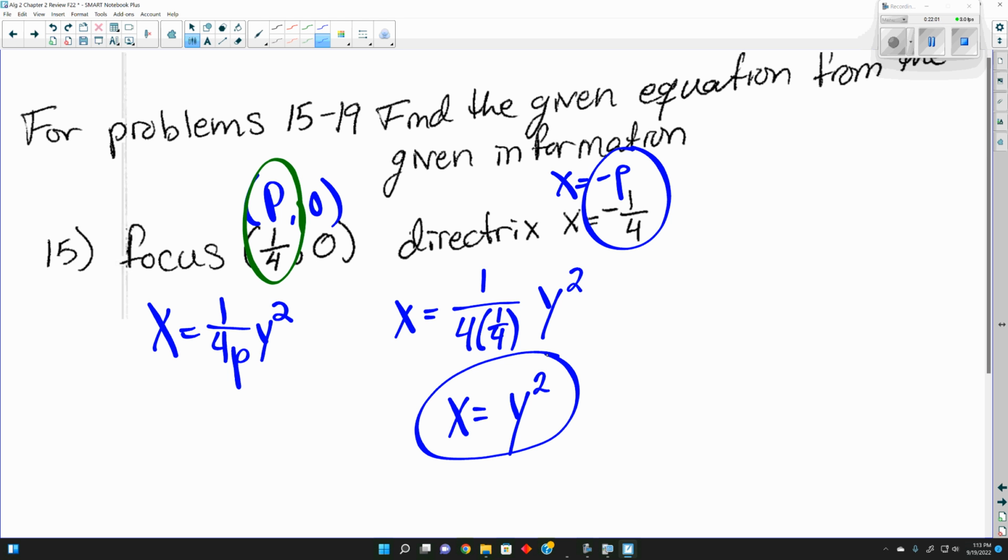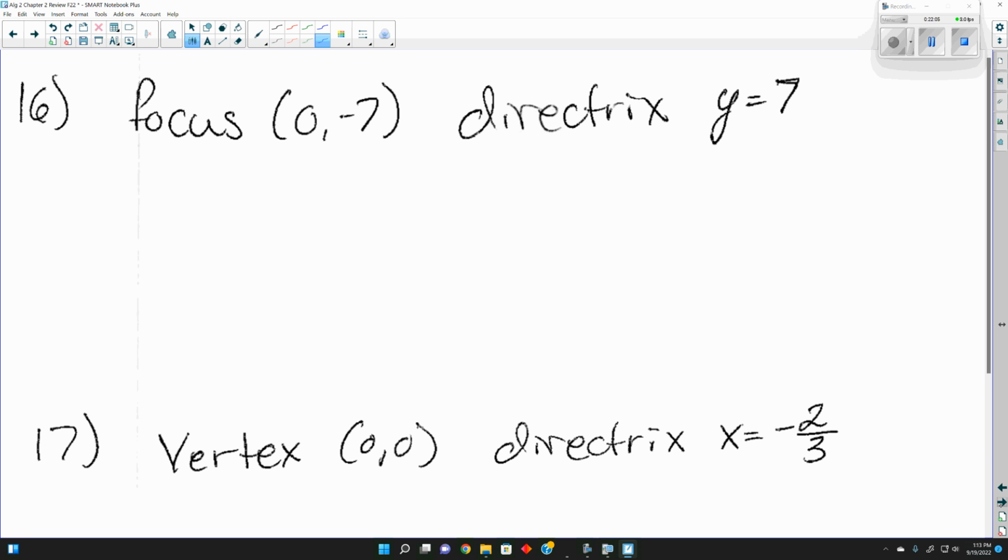Any other questions on this one here? Questions on 16, 17, 18, or 19? Is there one of those in particular that y'all want to look at?